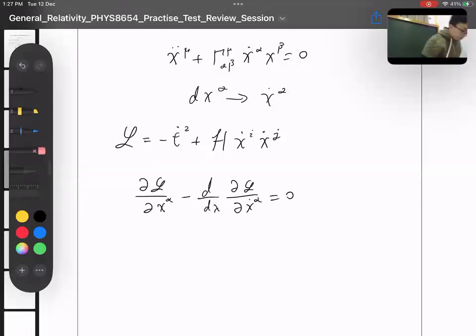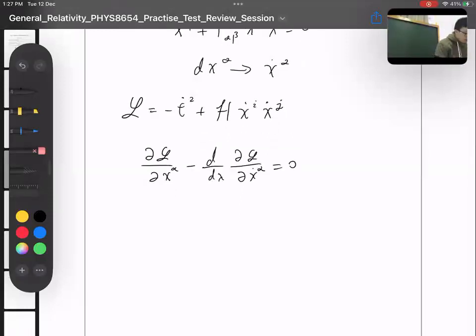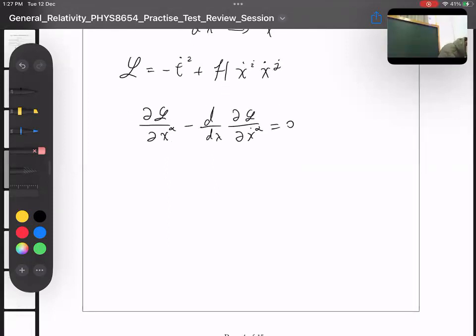So I'll do that for the t term. Let's do it for the t term. For the t term, we take partial L, partial t, and here h is the only function of t. So partial L partial t is just h prime t.